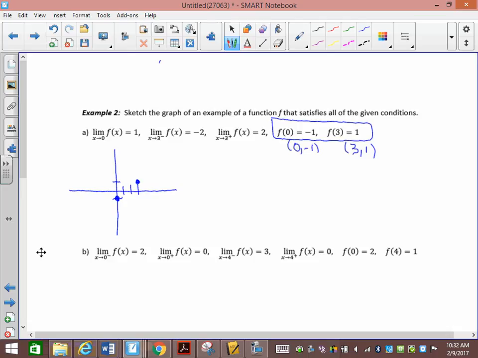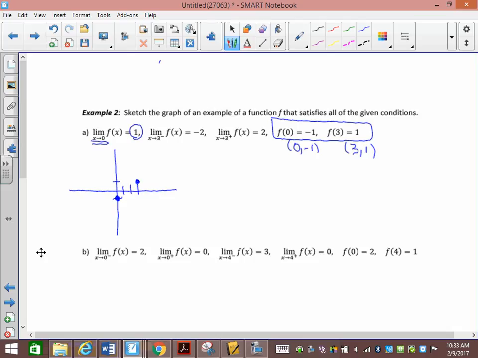Now, something else we know for sure is that on the left of 0 and on the right of 0, it's approaching 1. It has to be, because the limit as x approaches 0 is 1. So that means on the left and the right, it has to both be approaching 1, or the limit does not exist, right? So I know at 0, it's approaching from the left and the right.